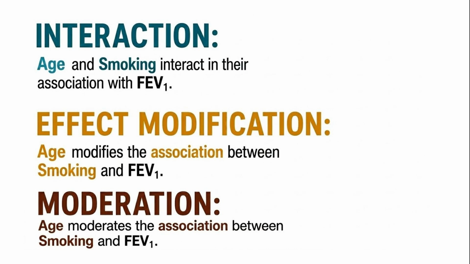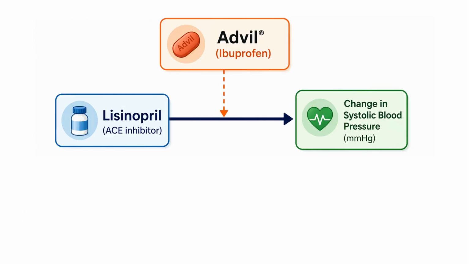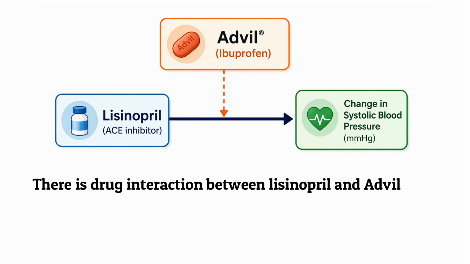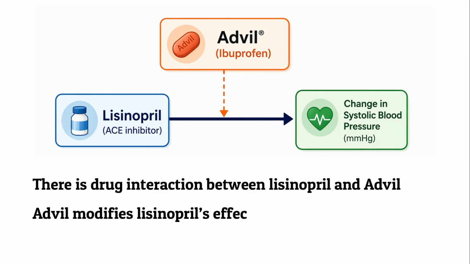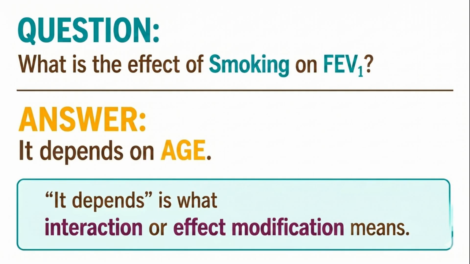The concept of statistical interaction, or epidemiologic effect modification, is actually familiar to most of us. For example, we know that patients taking an ACE inhibitor such as lisinopril should avoid NSAIDs such as Advil, because there is a drug interaction between Advil and lisinopril. This interaction means that Advil can interfere with lisinopril's ability to lower blood pressure. In other words, Advil modifies the effect of lisinopril on blood pressure reduction. If the answer is, it depends, that suggests the presence of interaction, meaning the effect of X on Y varies across levels of another variable.